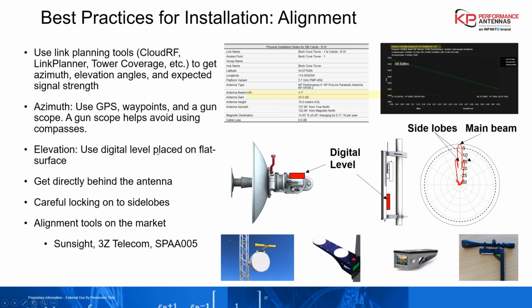Now, for elevation, we strongly recommend you use a digital level, and you place it on the flattest surface you can. So on the parabolics, that'd be on the back of the N-type connector. You can also try to place it on the handle here if you're daring enough.